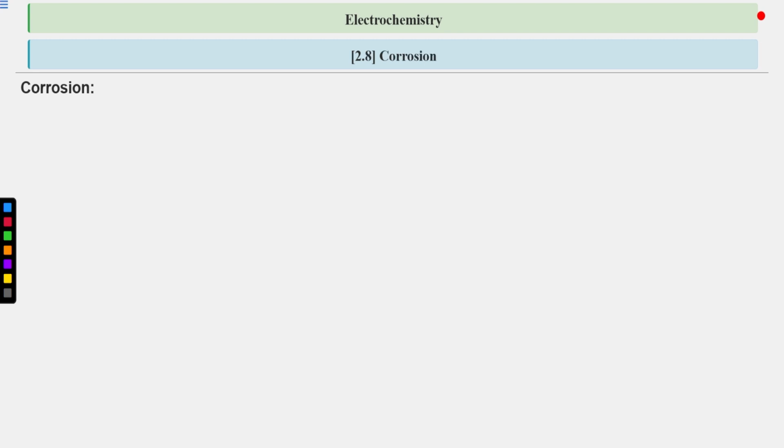Okay, now let's move to our next section, which is marked as 2.8, and it is corrosion. Corrosion is basically a chemical process. We relate corrosion as a chemical process that mainly happens with iron metals. Okay, so let's explain it.